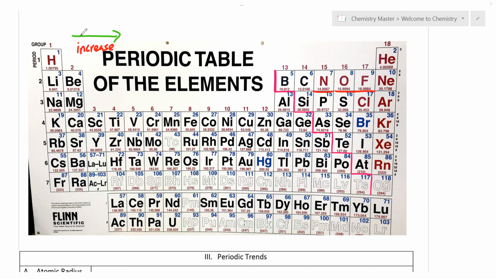Now, realistically, these are all on the same row, so their number of shells is going to be the same. Nitrogen has 2 rings. Oxygen has 2 rings. And fluorine has 2 rings. So if you're thinking about it based off of rings, they look like they would be the same. We can't use rings as a factor of whether it would increase or decrease. So now we have to think about what else is different.